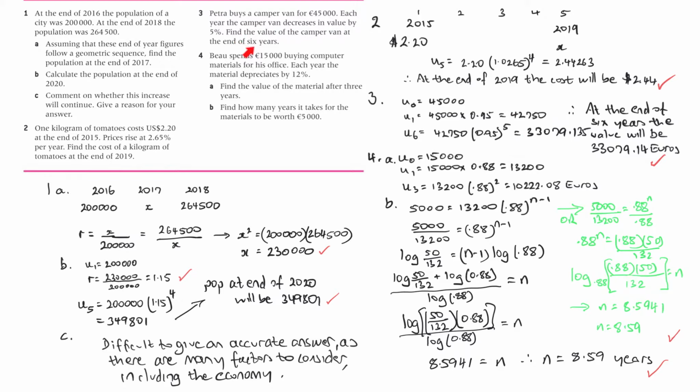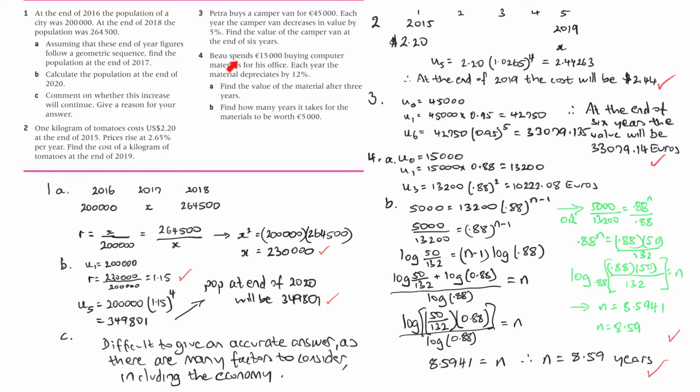Okay, find the value at the end of 6 years. So therefore U6 is equal to this. See, I'm not using 45,000. I'm using this because it's the end of the first year, times 0.95. That's the R, the common ratio. And 6 minus 1 is 5, and I get 33,079.135. Therefore, at the end of 6 years, the value will be €33,079.14. Good, so that's good.